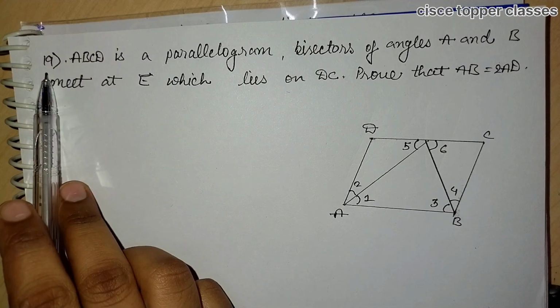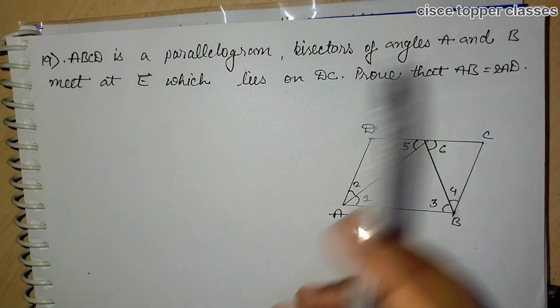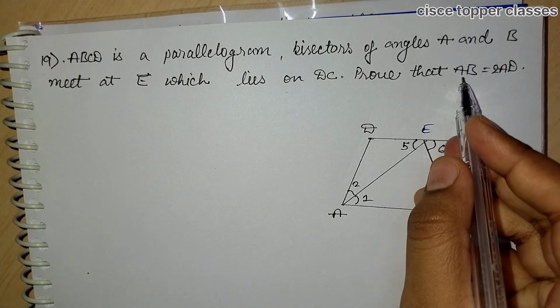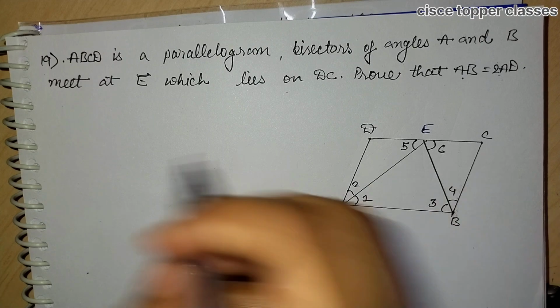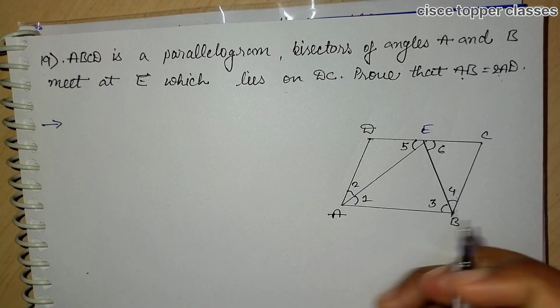Let us solve your 19th question. ABCD is a parallelogram. Bisectors of angle A and B meet at E, which lies on DC. Then we have to prove that AB is equal to 2AD. To prove this, firstly we will take the angles here.